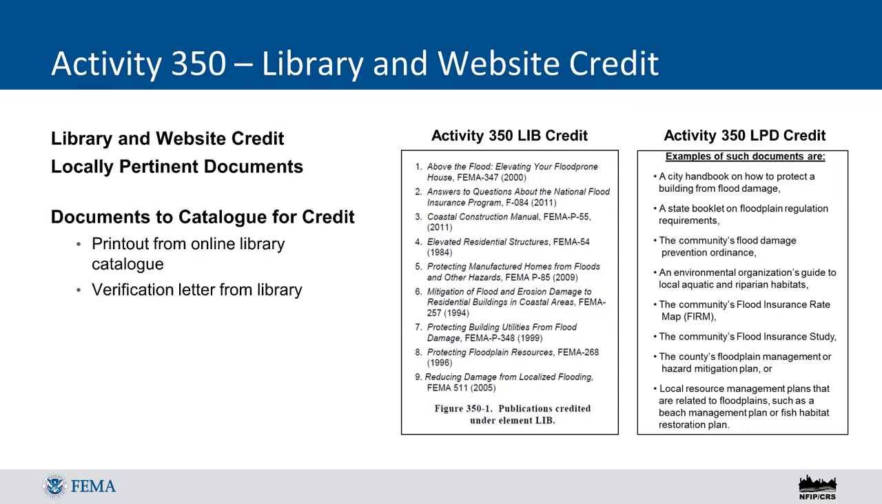Activity 350 is your library and website credit. This chart on the left shows the 9 publications from FEMA that you get credit for under LIB. Under LPD, locally pertinent documents, here are examples of other documents that you can have in your library and receive credit for. Basically, it works for any flood-related publication that is locally pertinent.